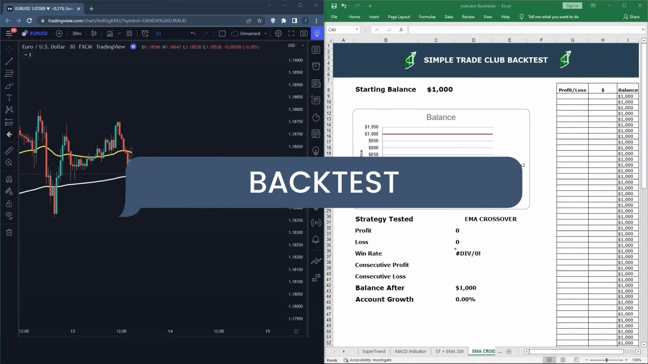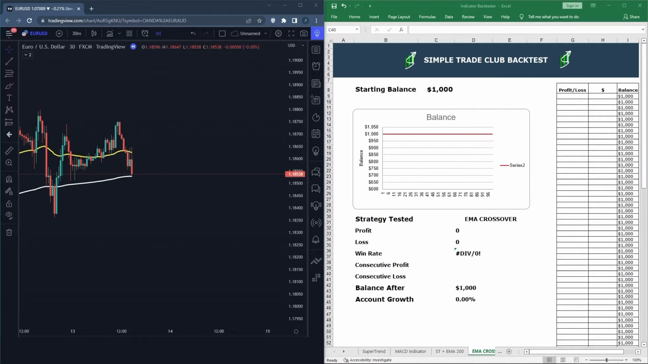Backtesting EMA crossover strategy. Now, let's test the indicator for 100 trades. The starting balance of this test is $1,000. We will use a 1 to 1.5 risk-reward ratio with 1% risk for a single trade. If we lose, we will lose $10. And if it's a profit, we will get $15. We will do the test on the Euro-USD market with a 30 minutes time frame. Now, let's get started.